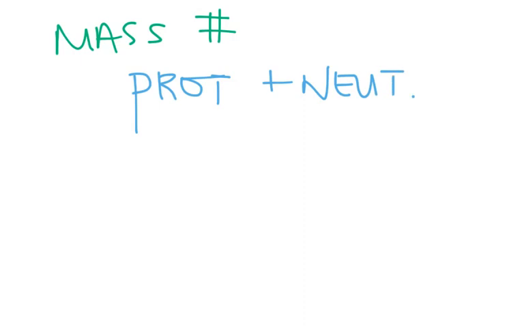Okay? Now mass numbers can vary among atoms of an element. They're not always the same. Different elements can have the same mass numbers. Remember, the only thing that is specifically defining for an atom is its atomic number. So mass number is just how many particles are in the nucleus.